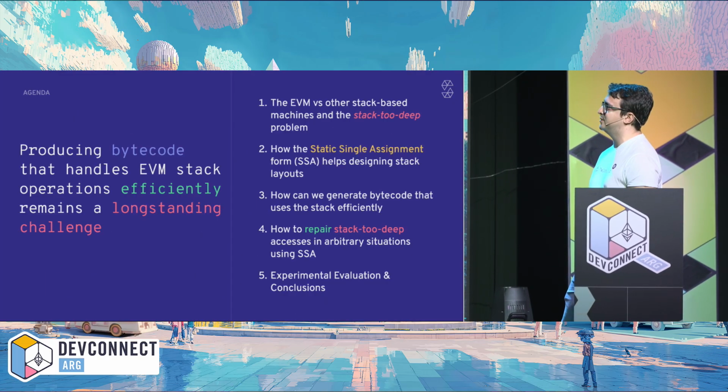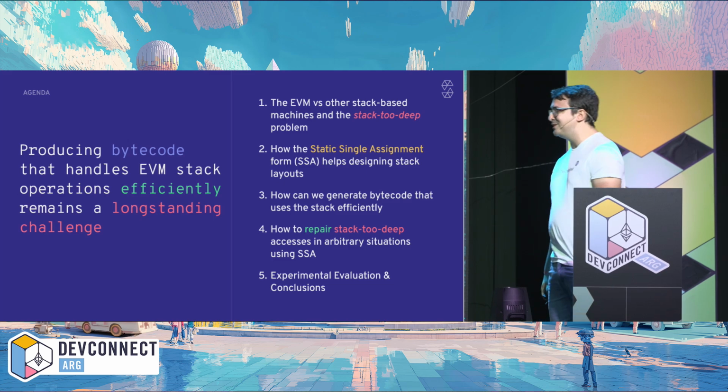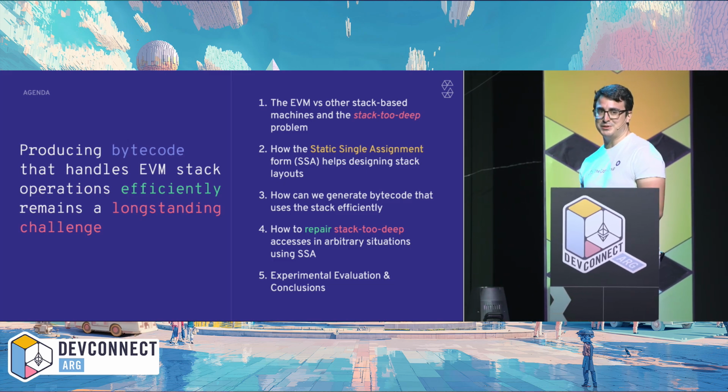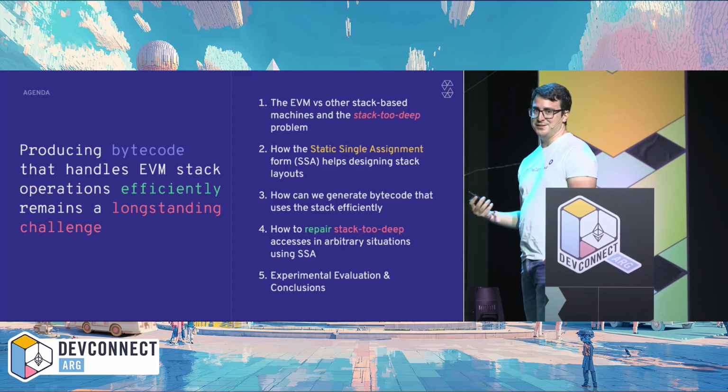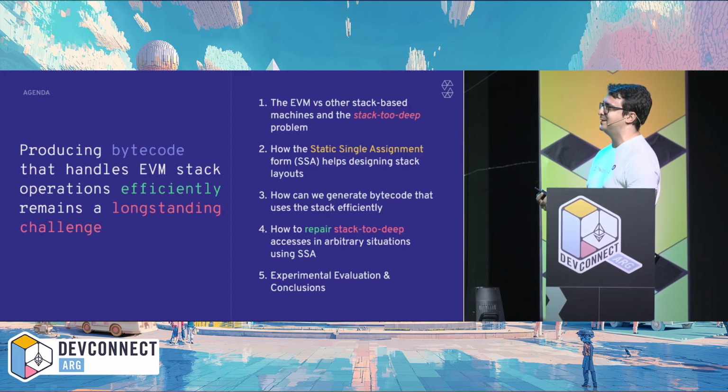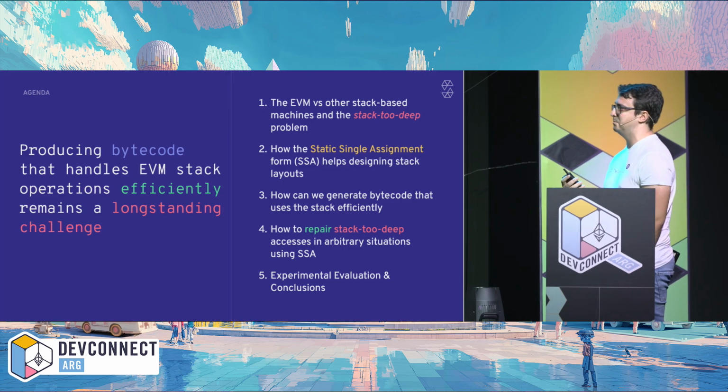Okay, so the premise of this talk is that, in general, producing bytecode that handles the EVM stack in an efficient way is very challenging, because the EVM is very unique in its design, so not so much has been studied on how to operate at that level. So in this talk, I'm going to present the pipeline that we have been developing. First, showing why the EVM is unique and how it is different compared to other stack-based machines, and also why the stack-too-deep problem affects the EVM.